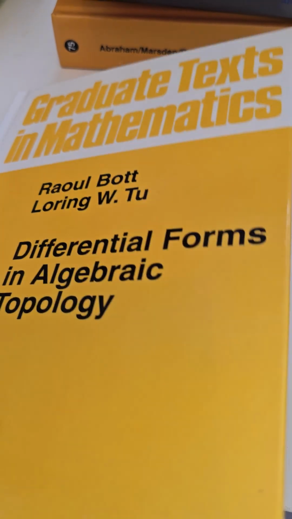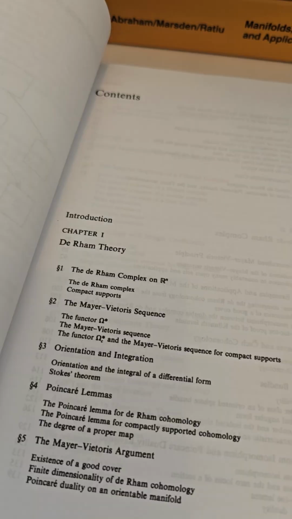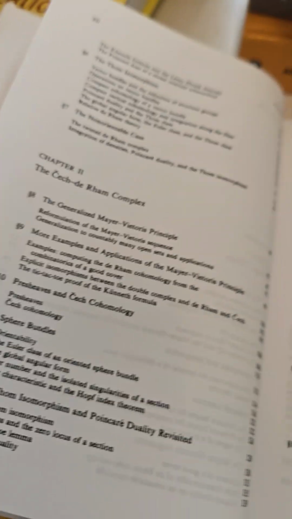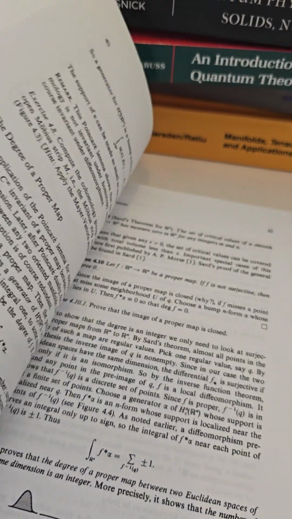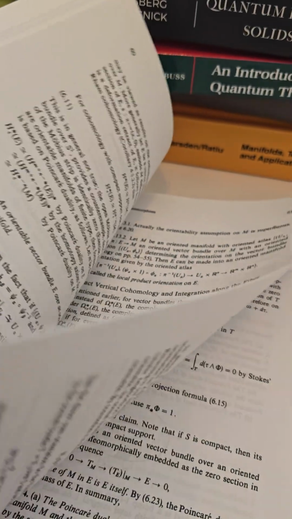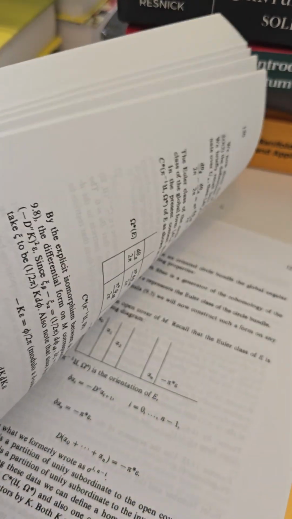Next, we have Differential Forms in Algebraic Topology by Bott and Tu. So yeah, this is all about algebraic topology and de Rham cohomology. So first chapter is de Rham theory. Then we have the Čech-de Rham complex, spectral sequences and applications, and finally characteristic classes. This is a very, very famous book, which means it's a hard book, as always. So yeah, it's differential topology. It's basically topology from the differential point of view, but it does go into a lot of algebraic topology.